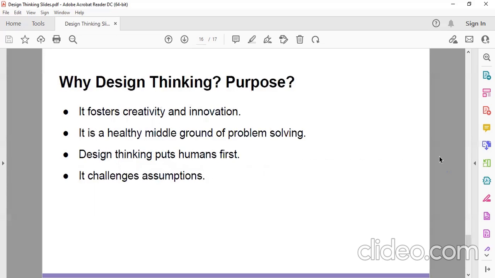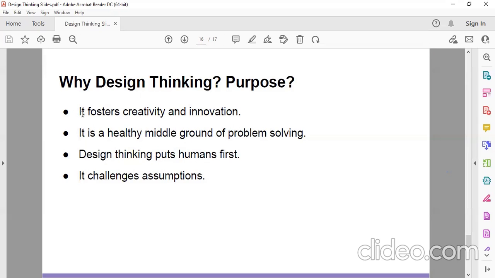Okay, so this is the last concept. The last part I want to discuss regarding design thinking. So why design thinking? What's the purpose of using this design thinking framework? Why do we use design thinking? Okay, the points are mentioned here anyway.